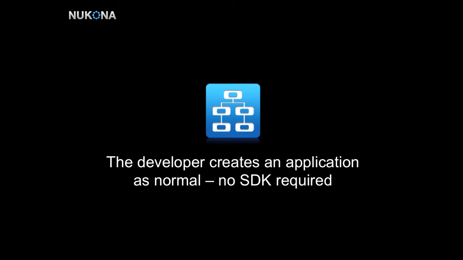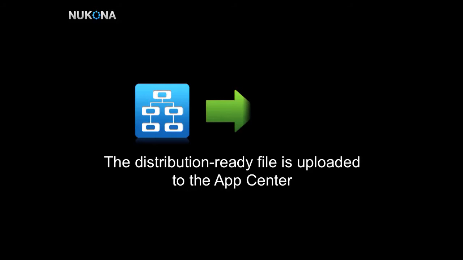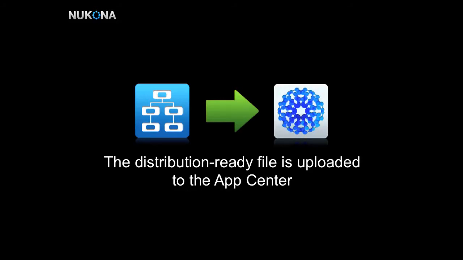A developer creates an application in exactly the same way that they normally would. There's no SDK required, there are no APIs to use, the developer doesn't need to have any kind of in-depth understanding of mobile security. All they do is create their regular IPA or APK file for iOS or Android respectively, and then log into the App Center when it's ready for distribution and upload the file.